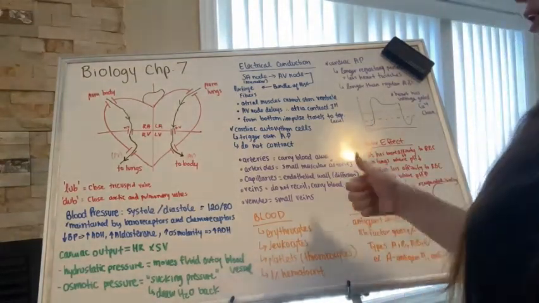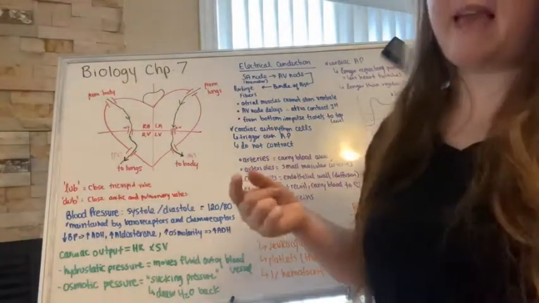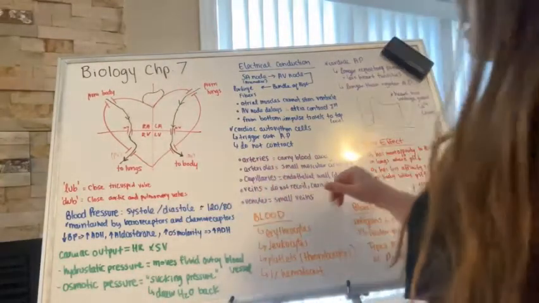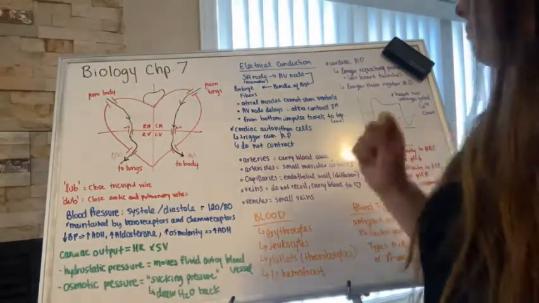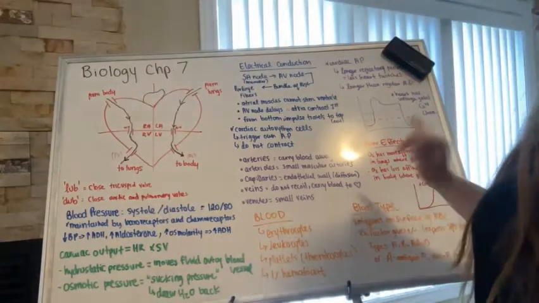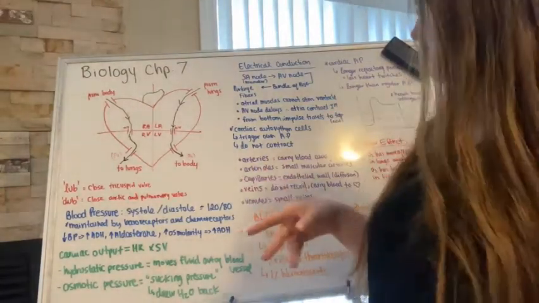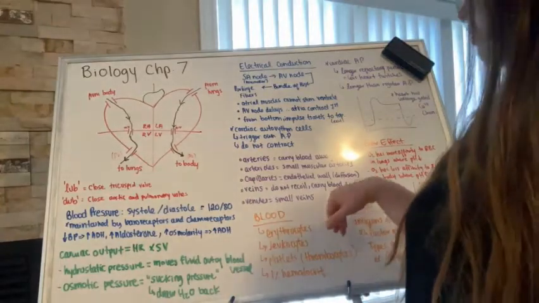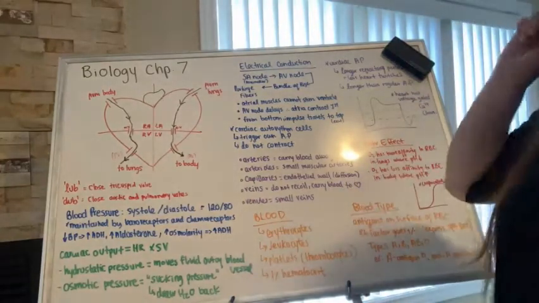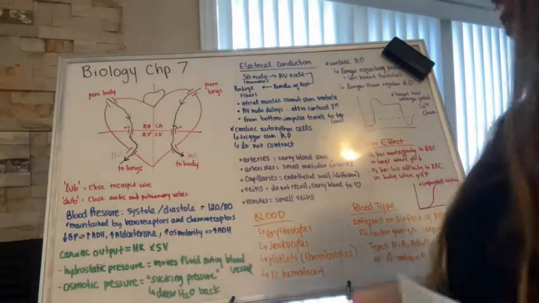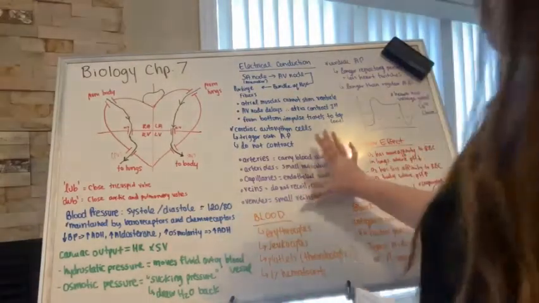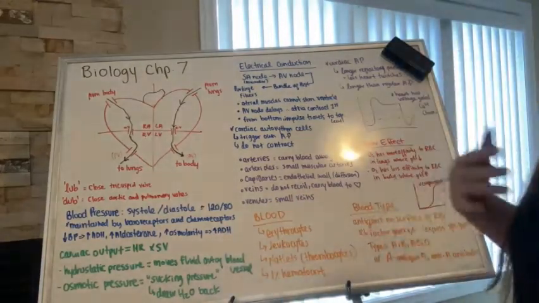Important things to know for the heart as well are the arteries, which carry blood away and have the ability to recoil. We have arterioles, which are small muscular arteries. We have the capillaries in the endothelial wall, which are responsible for the gas diffusion. And then you have veins that do not recoil but carry blood to your heart. And venules are small veins. Okay, so those are just important ones to know for the circulatory system.